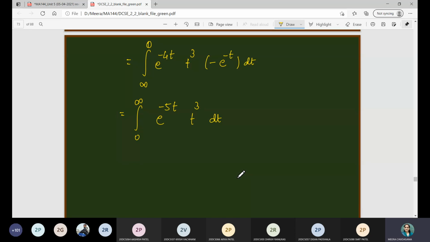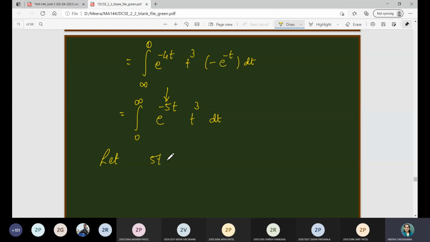Can we write this directly in gamma function, yes or no? No, ma'am. Why? Ma'am, we require e to the power minus t, and here it is minus 5t. So what do we have to consider?